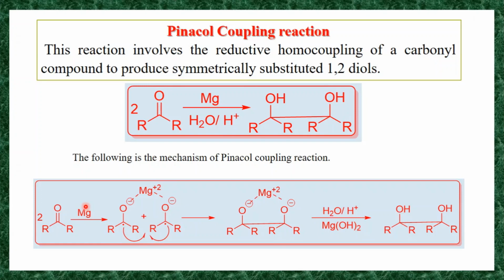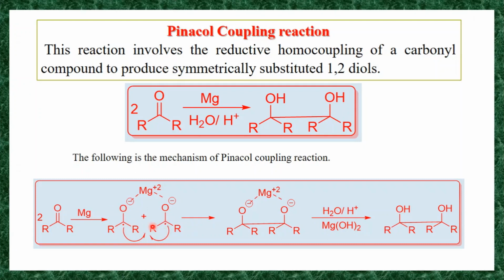So this magnesium undergoes oxidation. It loses its electron, and this will reduce this molecule. That electron will attack this carbon, and the bond will break, with negative charge on oxygen, generating a radical anion. In the same way, this magnesium reduces another ketone molecule, and you will get this radical anion. Now both ketones are converted into radical anions.